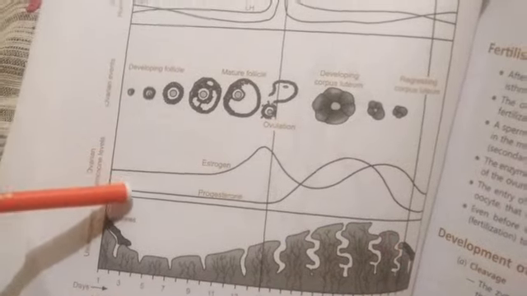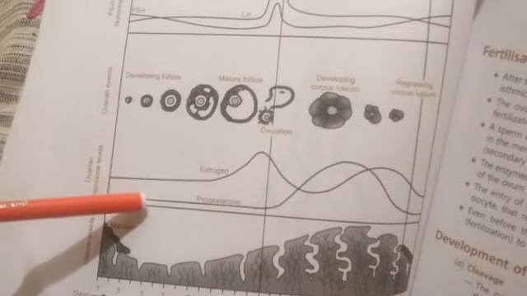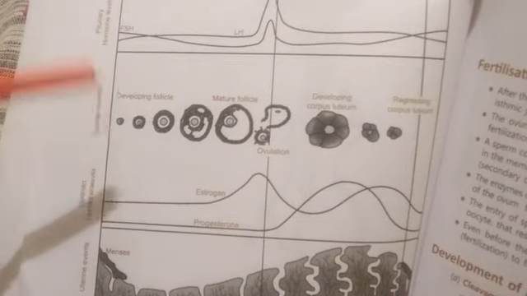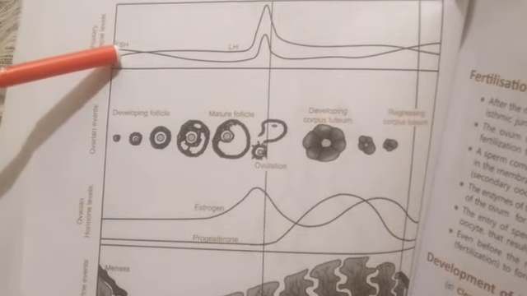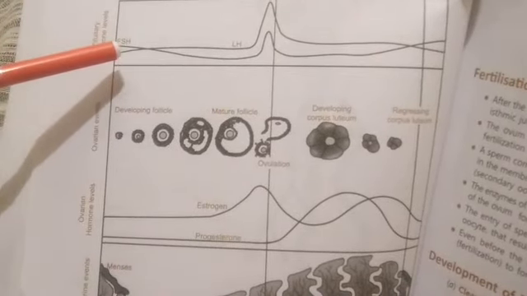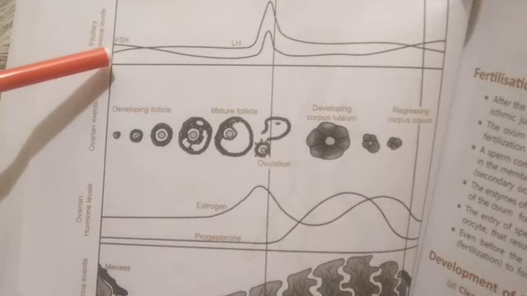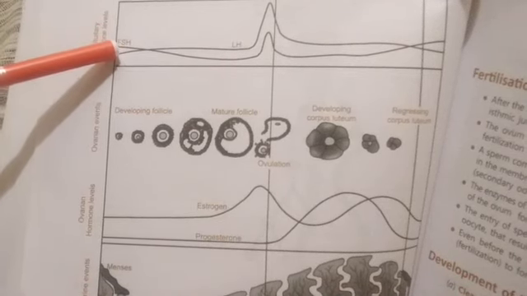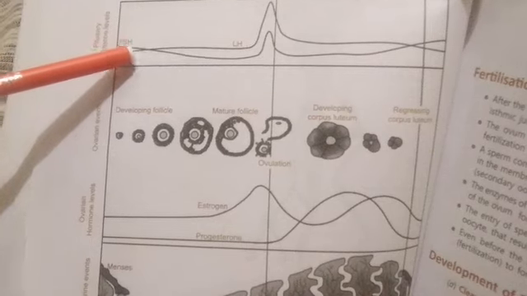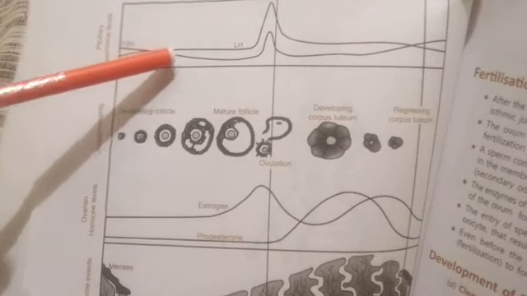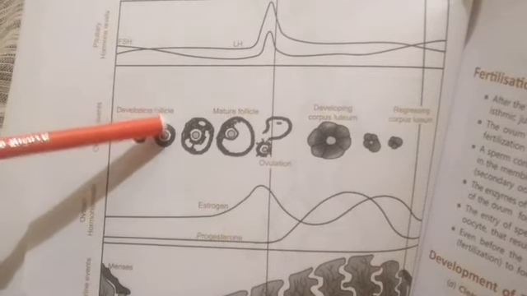Now this is the hormonal condition. So these are the FSH and LH. You can see here, this is FSH. It is gradually increasing and it is released by these follicular cells.